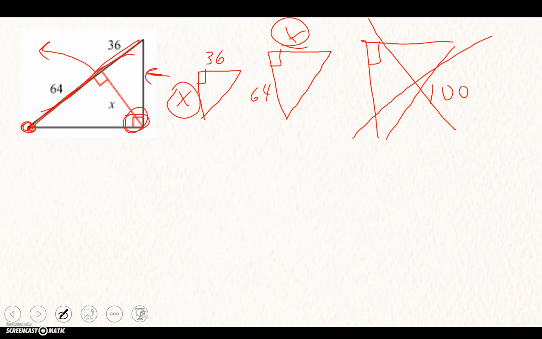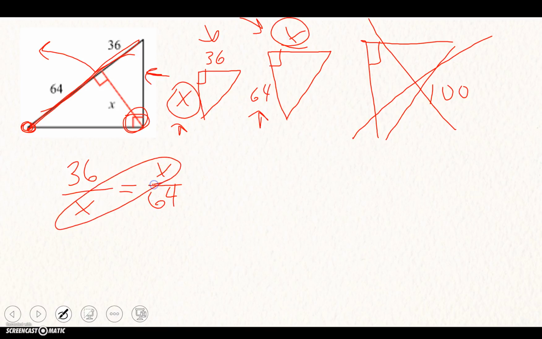Now that I see the triangles are oriented in the same position, I'm going to set up a proportion. It'll be 36 over X. You can think of it as, this is in the corresponding position as that, so they're proportional, equals, and then the other X down here is in corresponding position with the 64, so it's going to be X over 64. From here, we're going to find the geometric mean. That's essentially what you're doing here, and we're going to cross multiply. So 36 times 64, and then we have our X squared.